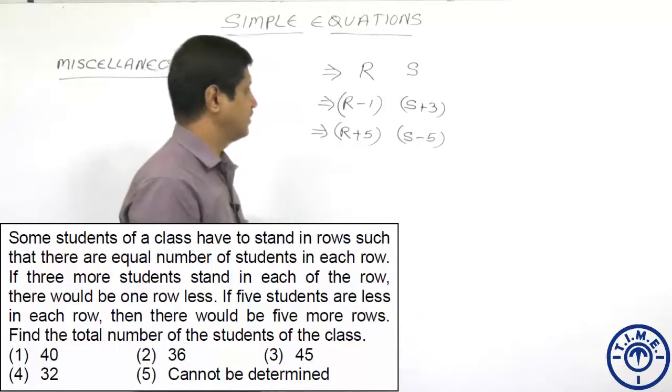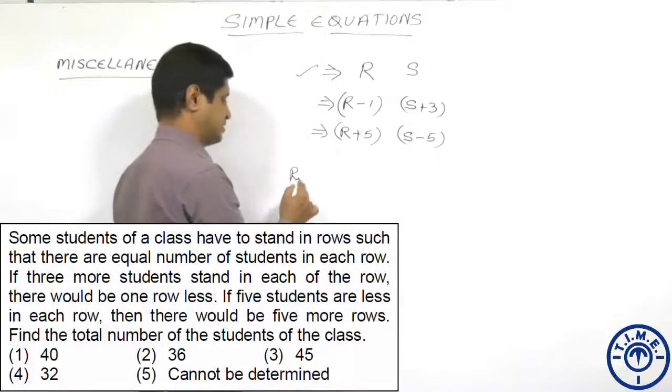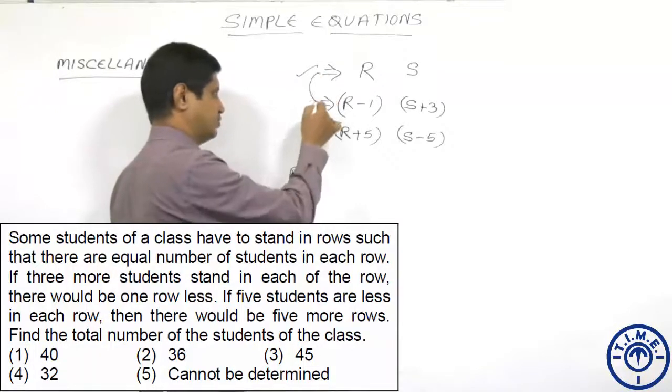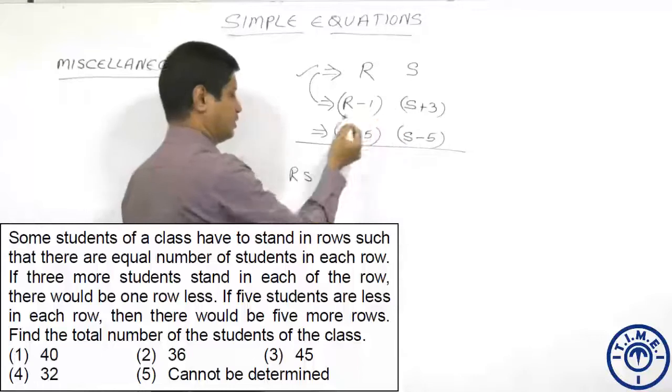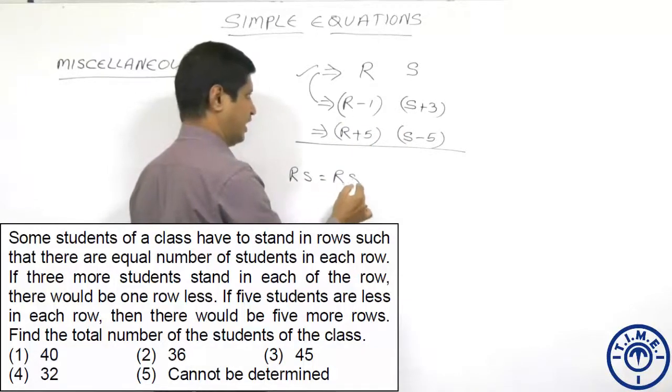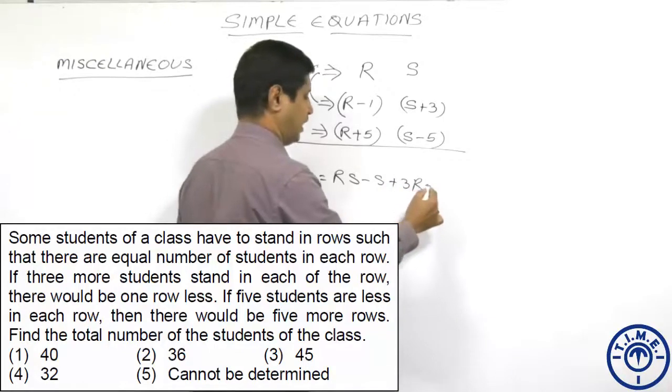Now what is the first discussion? RS is equal to the first one. Now simplify. What is the product of these two? RS minus S plus 3R minus 3.